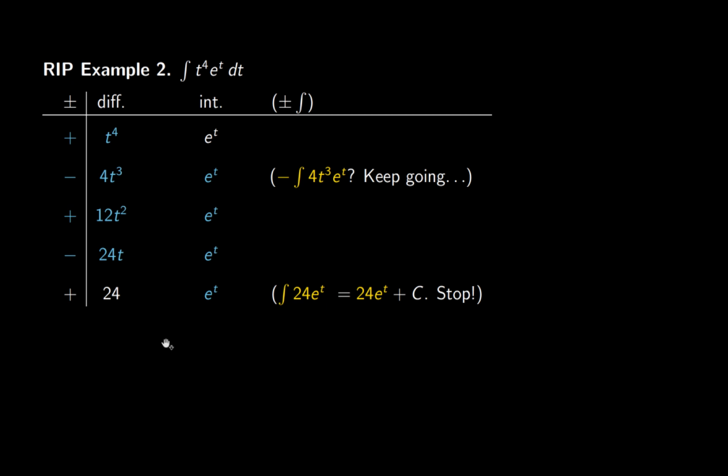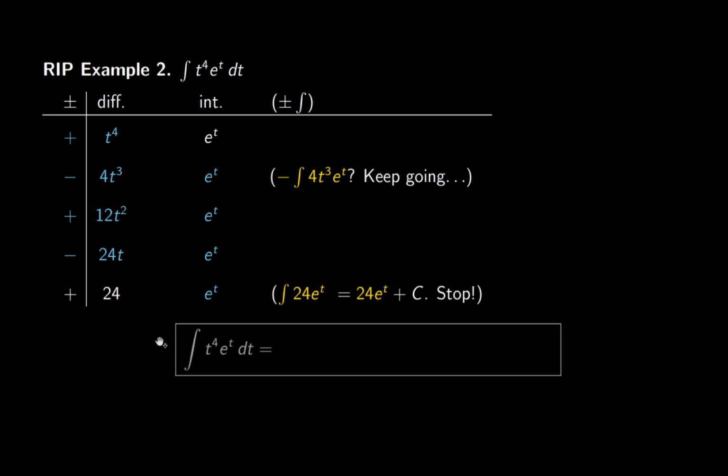Now we got to go back and gather all the terms, but that's a piece of cake. The integral of t to the 4th e to the t, or I should say an antiderivative of t to the 4th e to the t, is obtained by taking 1 times t to the 4th e to the t, and then a negative 1, 4t cubed e to the t, and so on and so forth. To get the last term, we take the result of the integral from the bottom row and include a constant. And that's it.